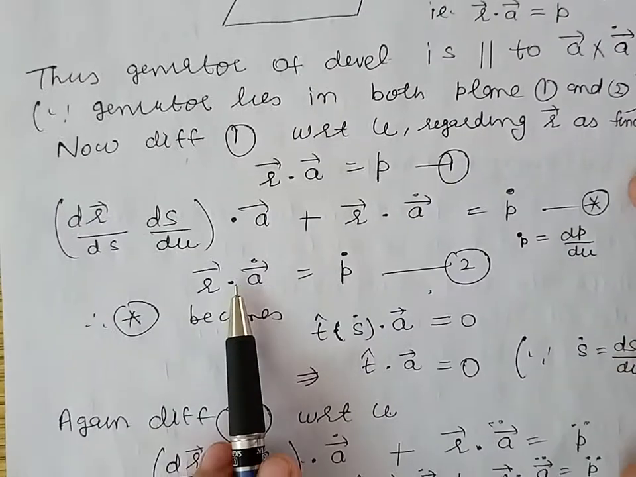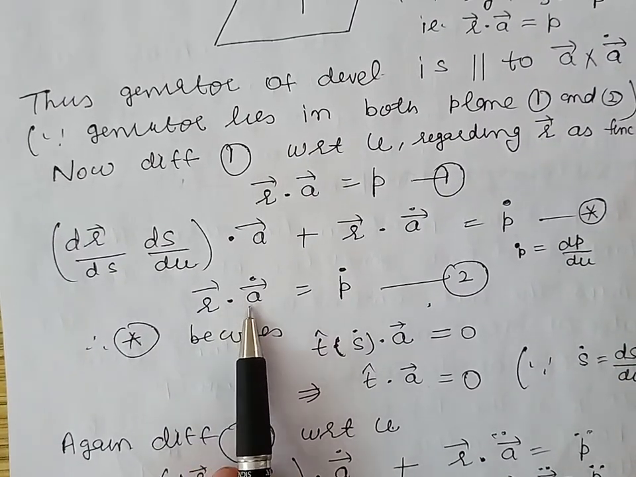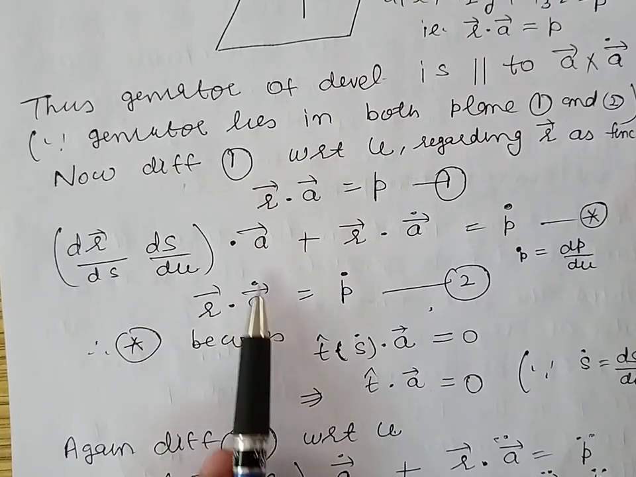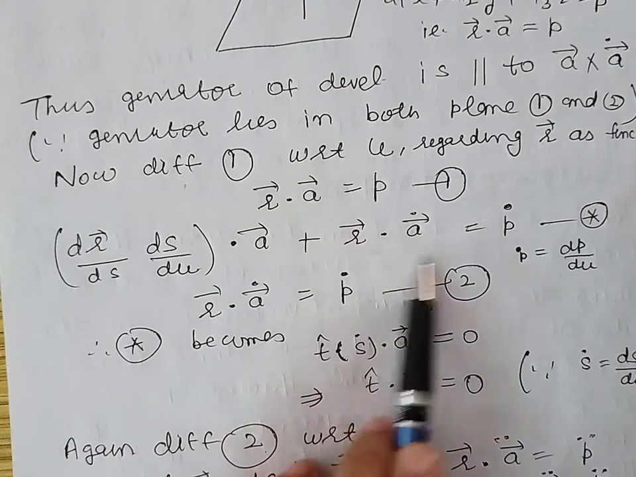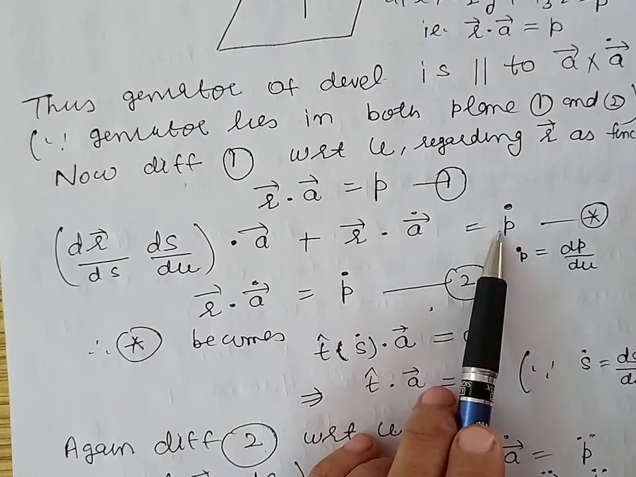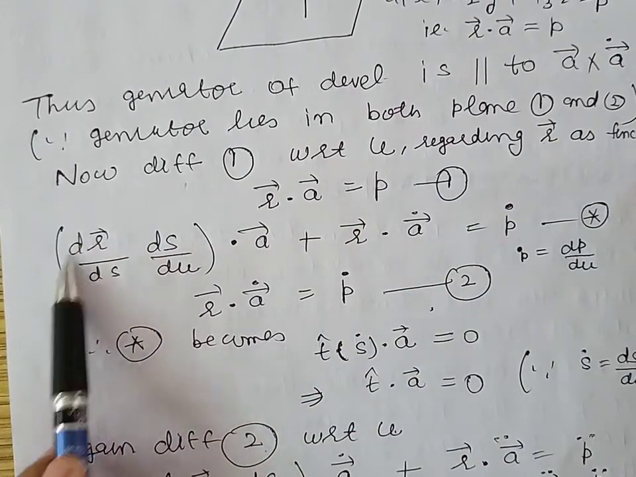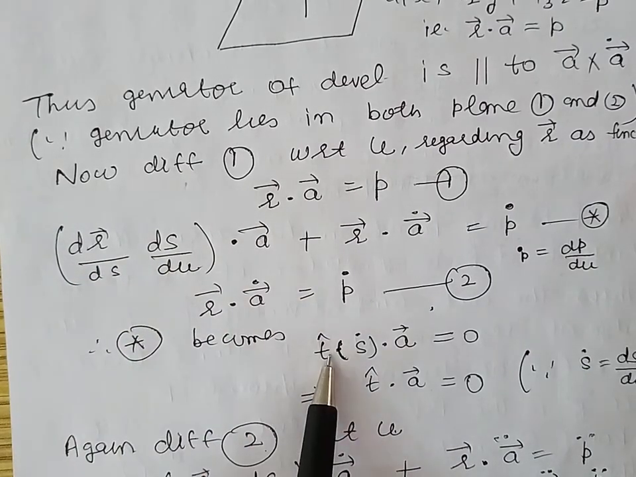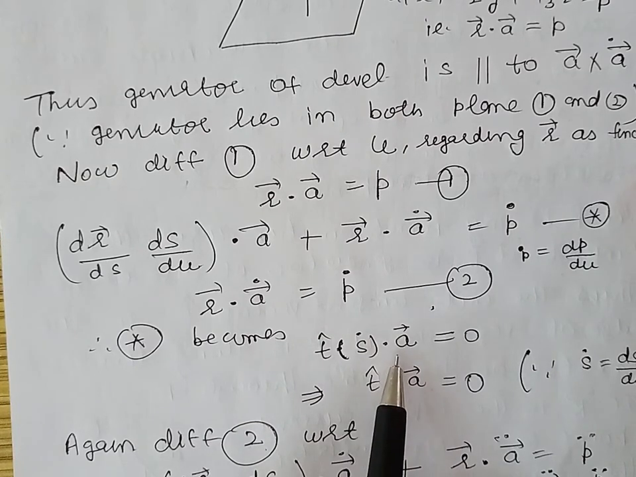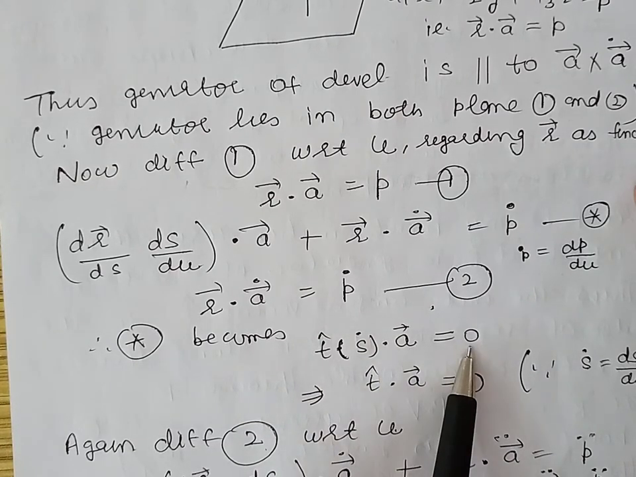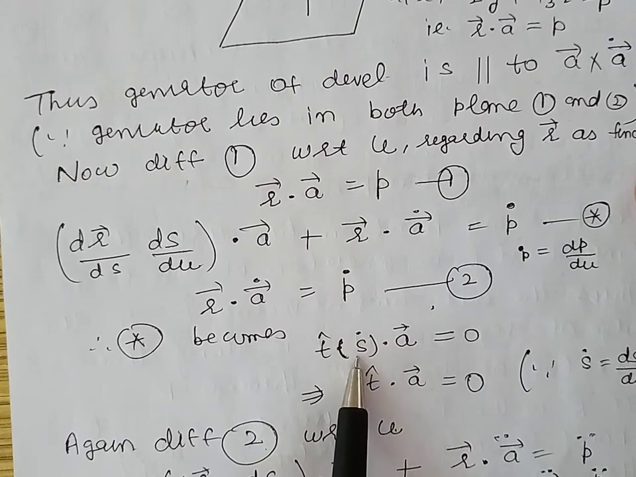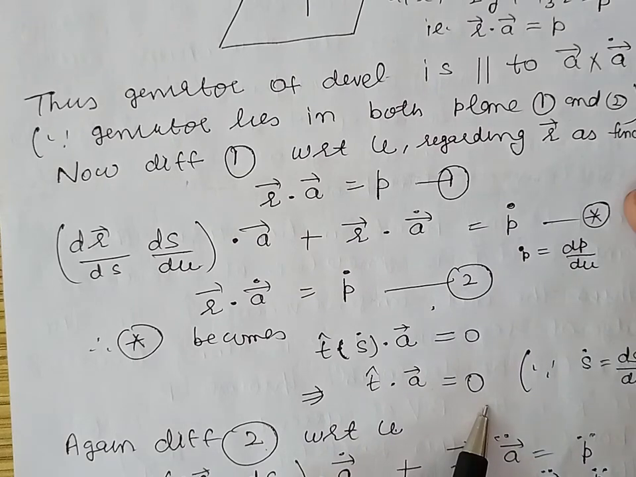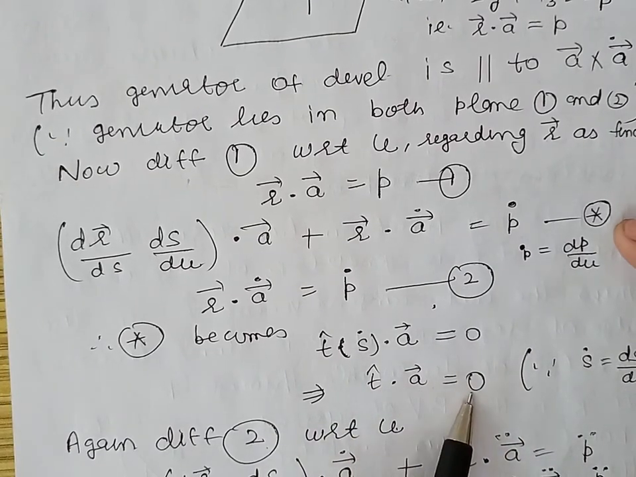Now using equation 2 here, from equation 2 we have r dot a dot is equal to p dot. So this will become p dot here, p dot is cancelled with p dot, and this is the unit tangent vector t cap, this is s dot. So this will become t cap into s dot dot vector a is equal to 0, because s dot is not equal to 0. So from here we get the dot product of these two vectors is 0: t dot a is equal to 0.